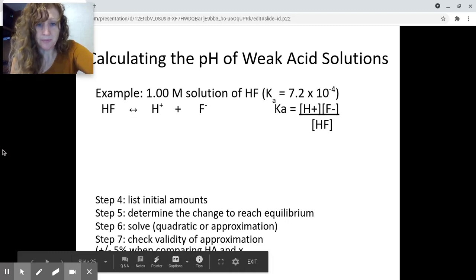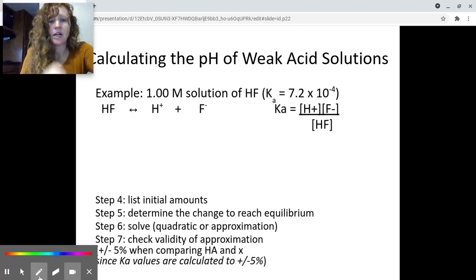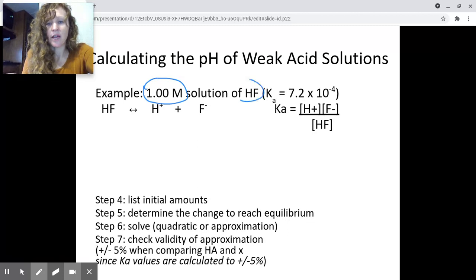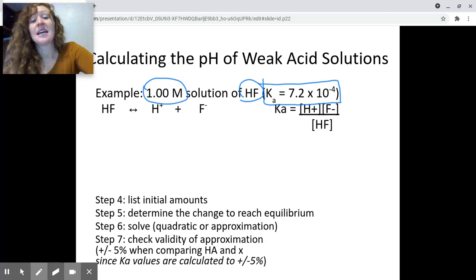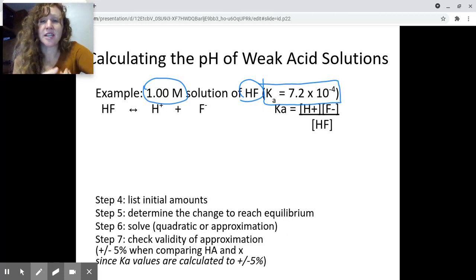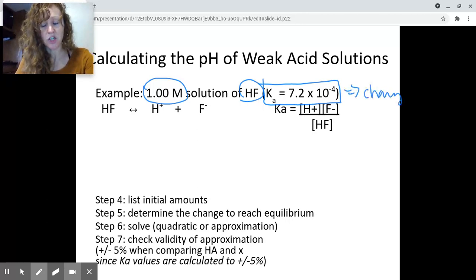All right, for example, we're going to have a 1 molar solution of HF, and they give us the Ka of this. Notice in the last example with HCl and HNO3, they never gave us the Ka because the Ka is so large, we don't need it in order to determine change. We can just assume the change is complete. But in a weak acid solution, we don't know what the change is, so we need the Ka in order to help us determine the change.